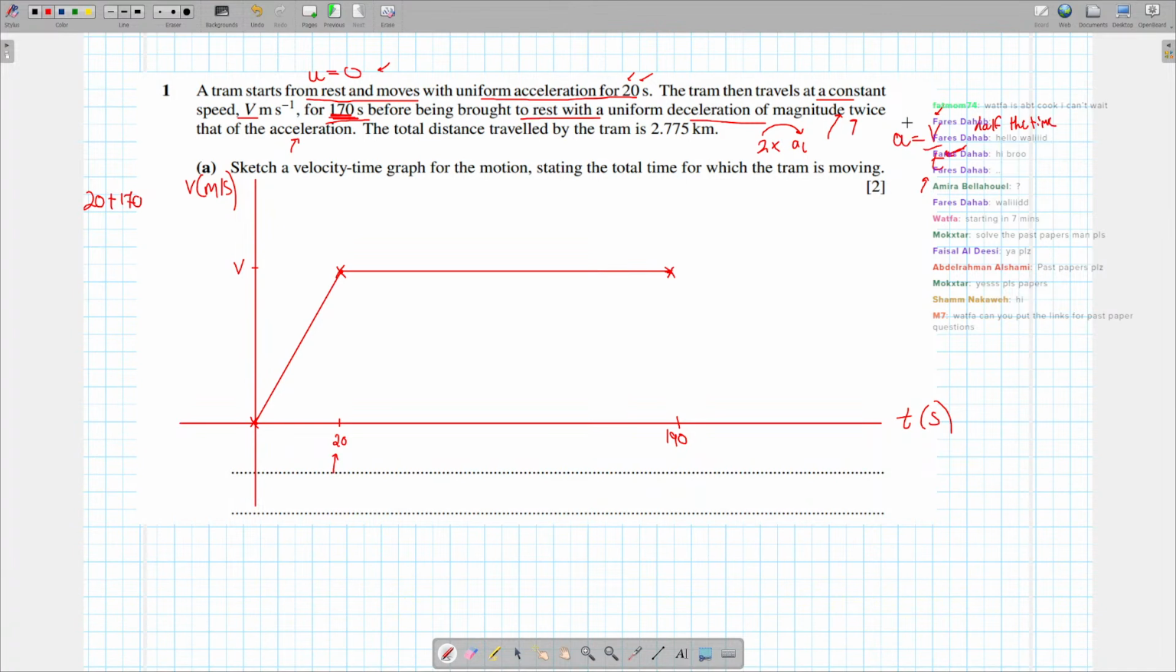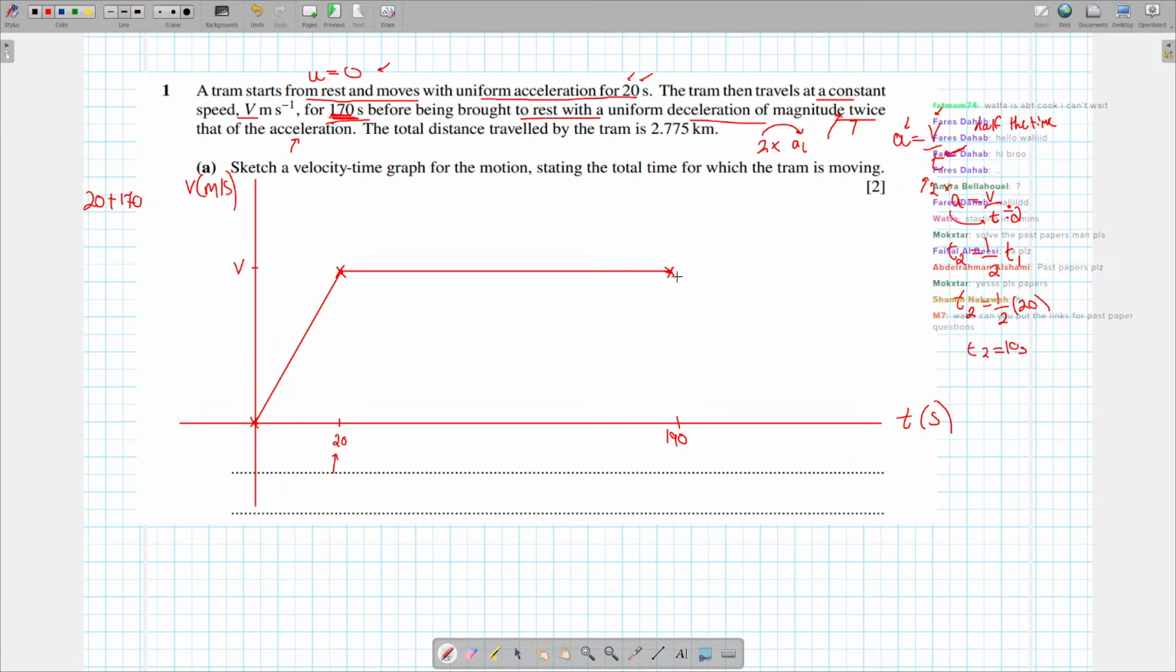Because a equals v over t. If you multiply a by 2, it's the same as dividing t by 2 because they're inversely proportional. So since they said that it's twice the acceleration, the time t2 is half that of t1. And the first time, how long did it take us to accelerate? It took us 20 seconds. So t2 is half of 20, so t2 is 10 seconds.